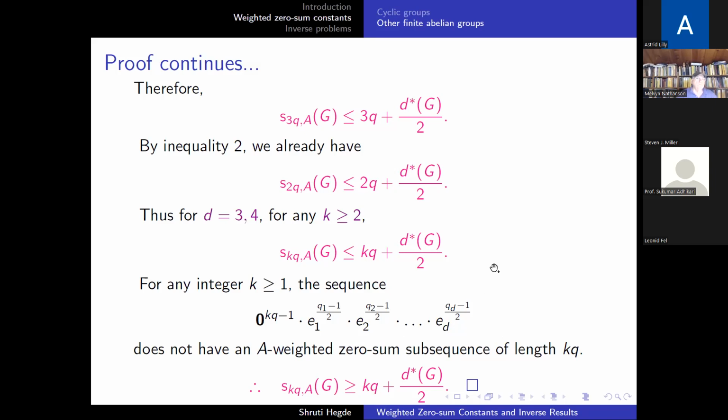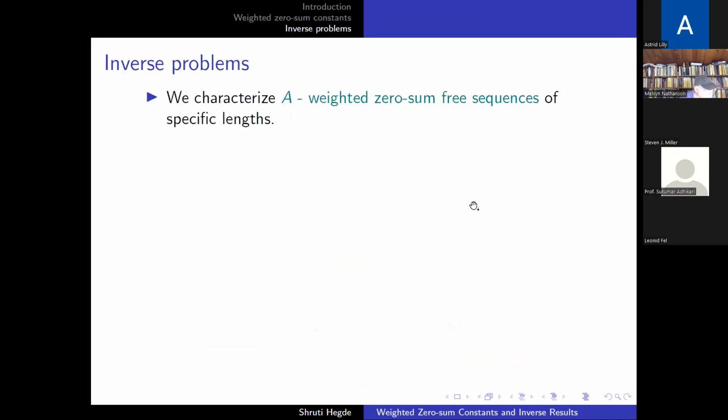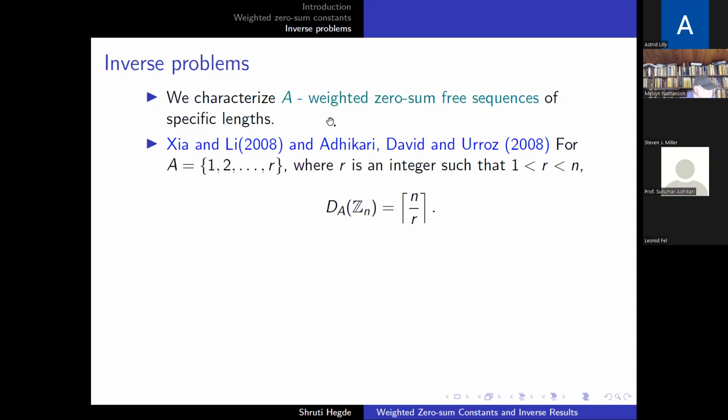As we saw in the statement, we proved this theorem only for p-abelian groups of rank at most 4. We expect this to hold for higher ranks also, but that we could not prove here, unfortunately. We are working on that, and hopefully we will be able to prove that also. Yes. Now we are in the last section, that is inverse problems. Here we characterize A-weighted zero-sum free sequences of certain lengths for some weight set A.